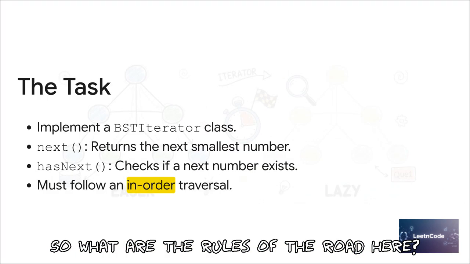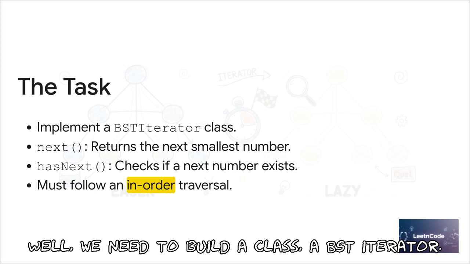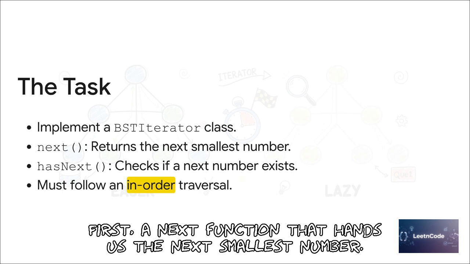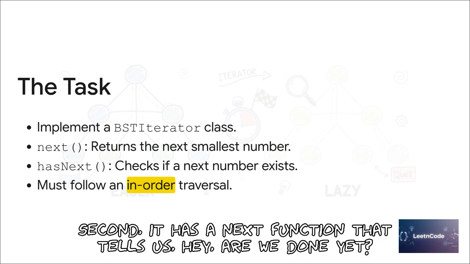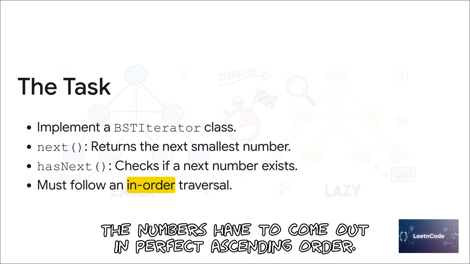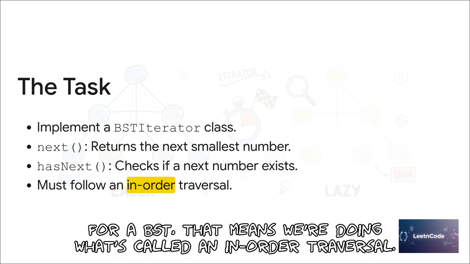So what are the rules of the road here? Well, we need to build a class, a BSTIterator. It has to have two main jobs. First, a next function that hands us the next smallest number. Second, a hasNext function that tells us, hey, are we done yet? And here's the most important rule of all. The numbers have to come out in perfect ascending order. For a BST, that means we're doing what's called an in-order traversal.